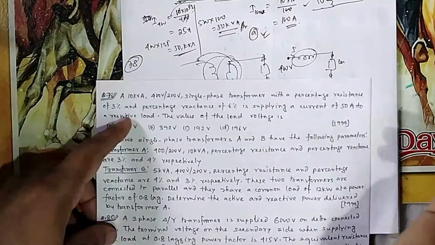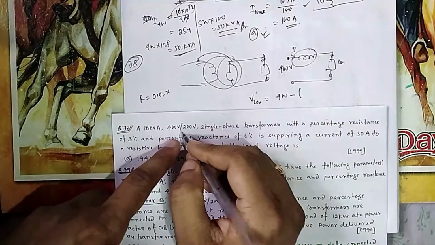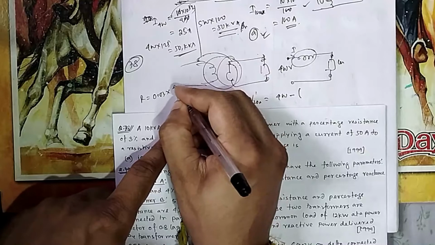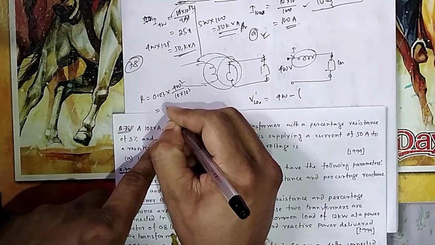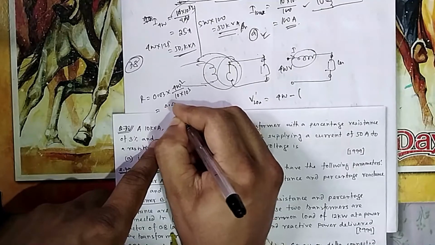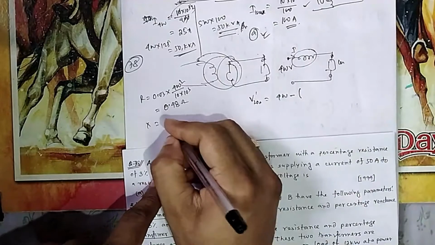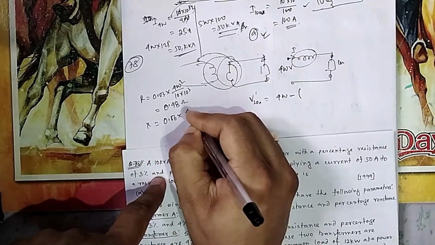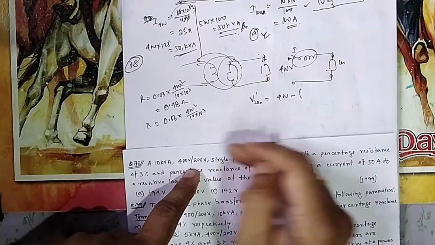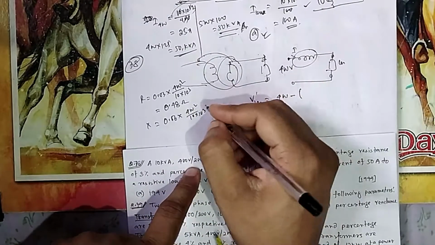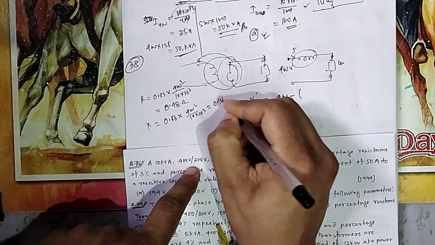Resistance is given 3%. So 0.03 into, what is the base? If I take for 400, it is 400 square by 10 into 10 to the power 3, that is 0.48 ohm. Similarly, X equal to 0.06 into 400 square by 10 into 10 to the power 3. I am referring to 400, that's why I am using 400. If you refer this side, then you have to divide by 200. So if you do this one, then this is 0.96.